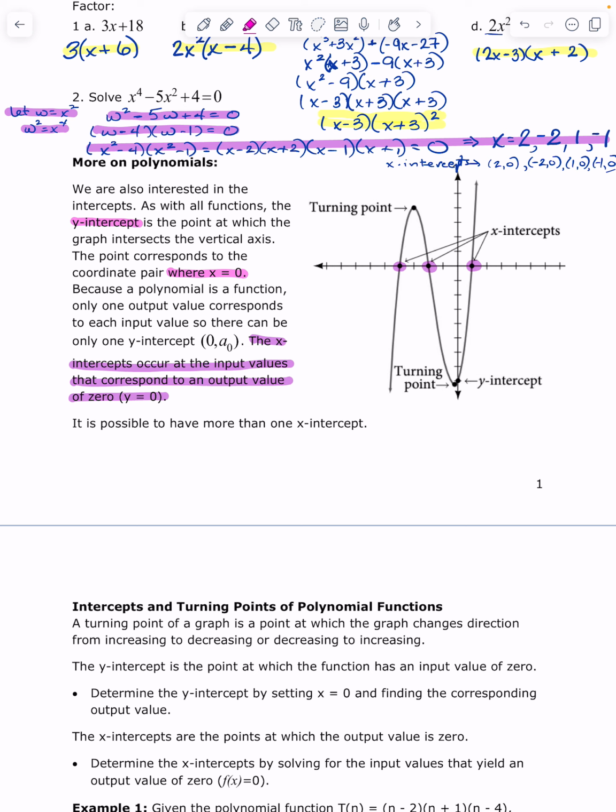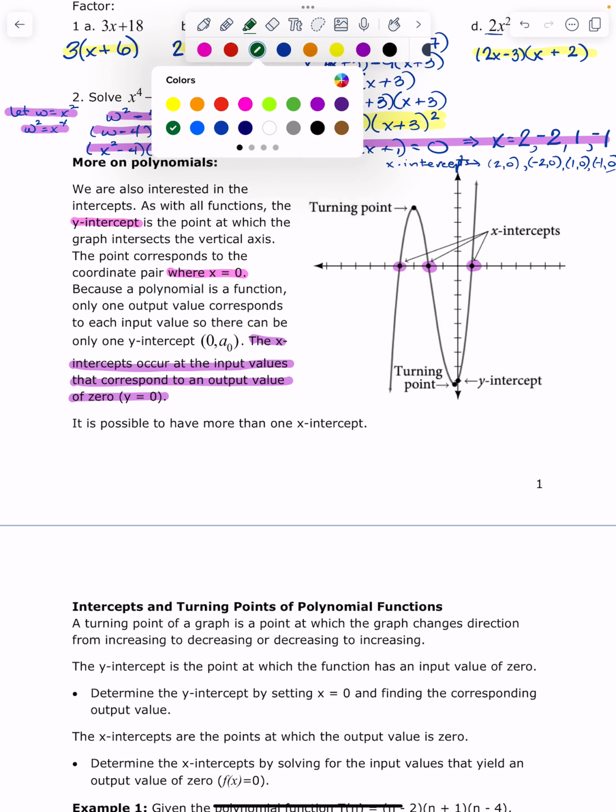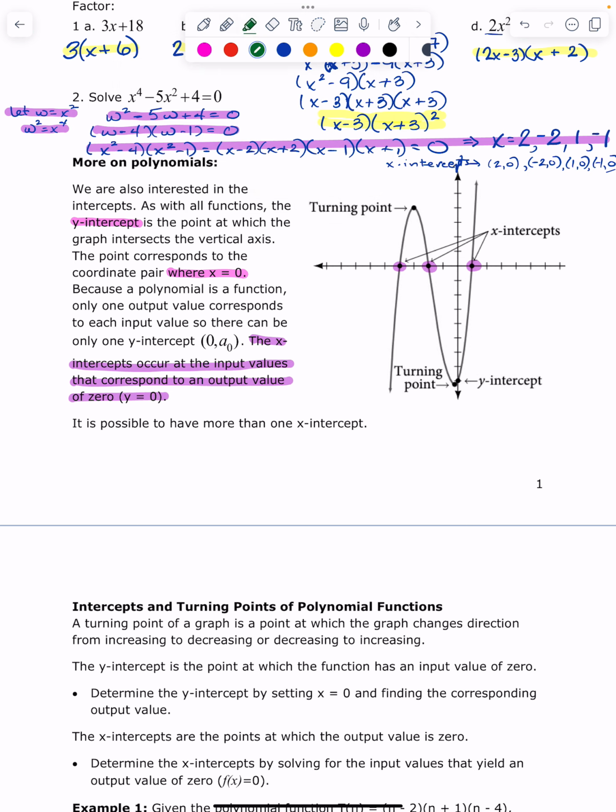Okay. That gives us a general shape of our polynomial. We're connecting the dots. Okay. We have something called turning points. The turning points are where our graph changes direction.